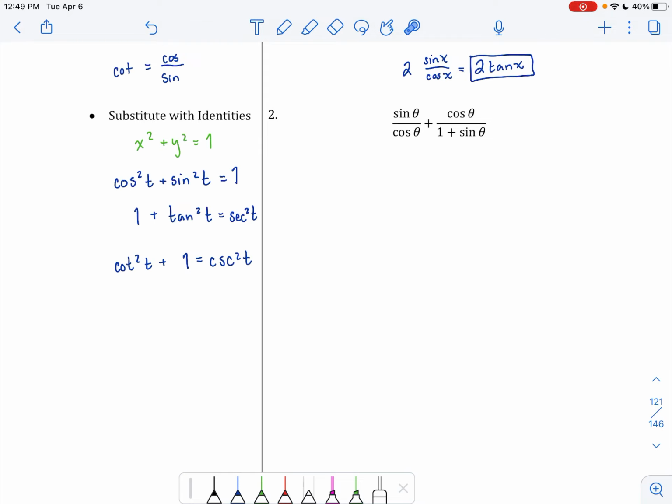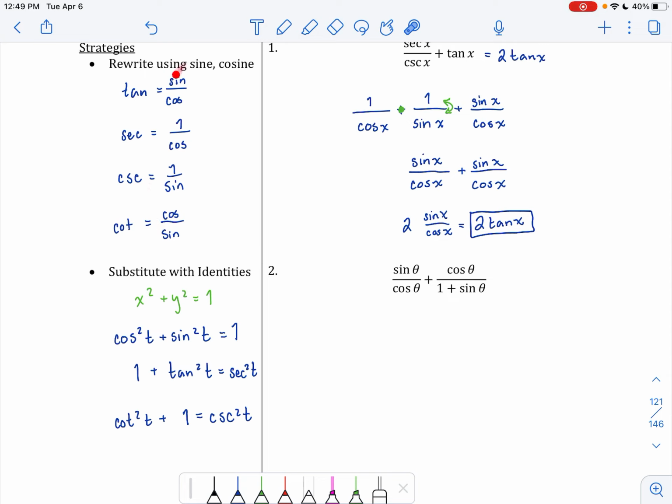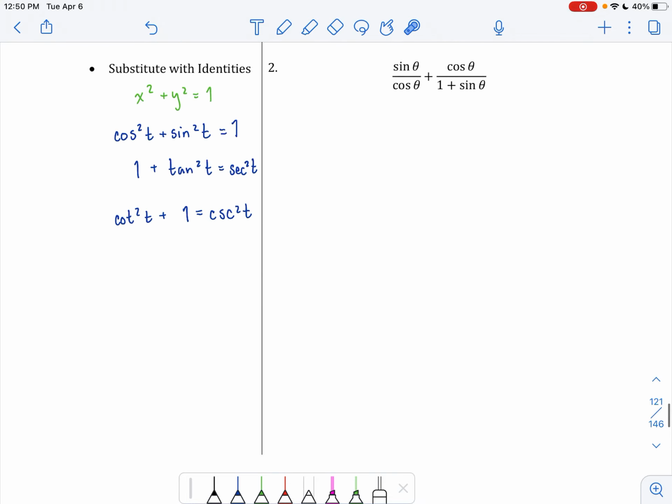You're going to use this one a lot because if you start by writing everything in terms of sine and cosine, which is what I recommend you do, then you're already going to be looking at the sine and cosine one. But sometimes you'll just recognize these and you're like, oh, I can just immediately jump to secant squared or something like that. So here we're already in sine and cosine, so we're going to add fractions.